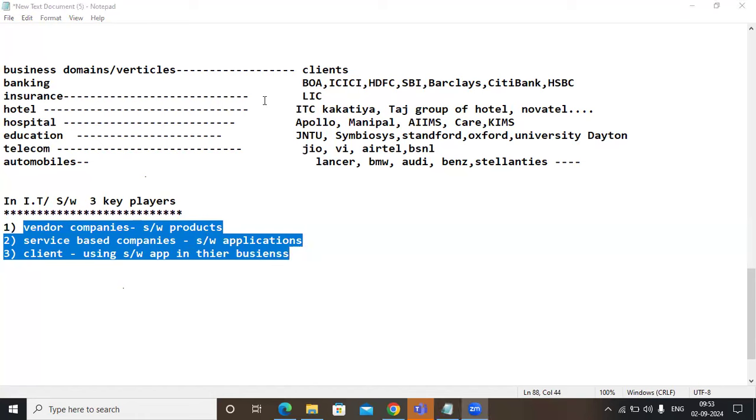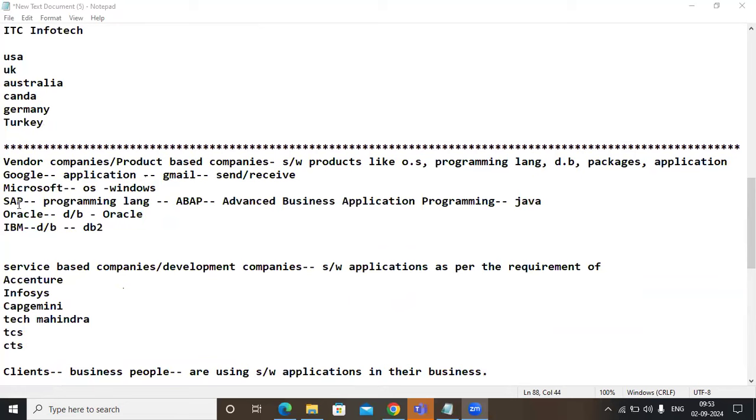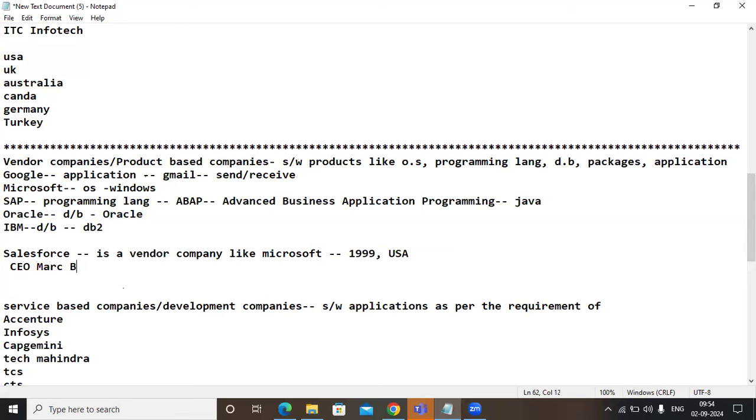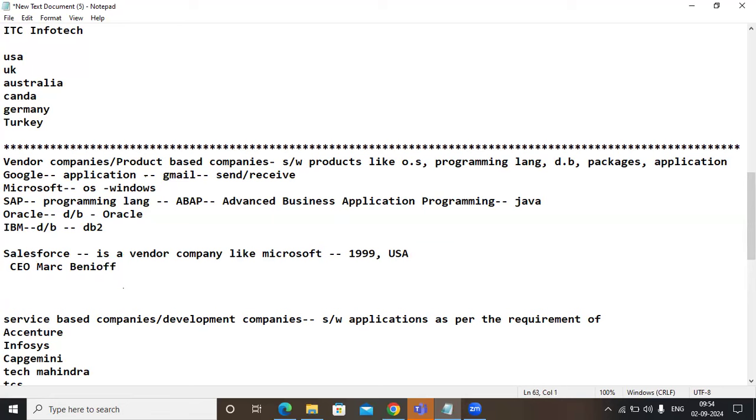Understood? Any doubts? So basically, Salesforce is a product-based company. Like Google, Microsoft, SAP, Oracle, IBM, Salesforce is also a vendor company. The company started in 1999, in San Francisco, California, USA. The company's CEO is Mark Benioff. And this company runs on a concept called cloud computing.